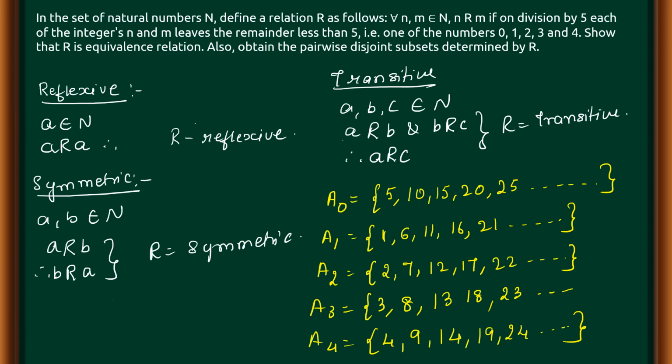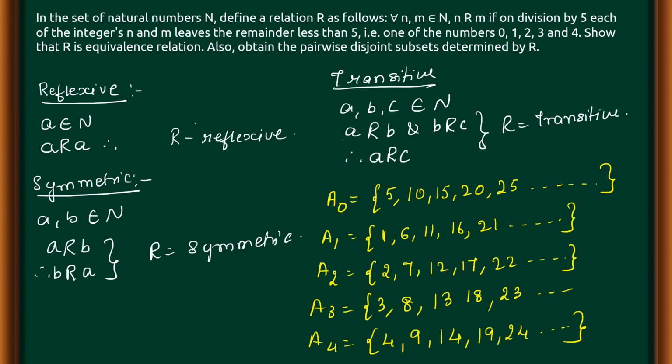So these are the disjoint sets. You see, these are A0, A1, A2, A3, A4, all subsets of the natural numbers, but they are disjoint subsets. They are not connected to each other. Perfect. So this is what it means. The question is already solved in the textbook, but if you need the explanation, this is what it is.